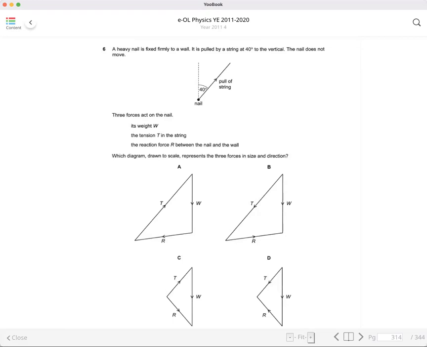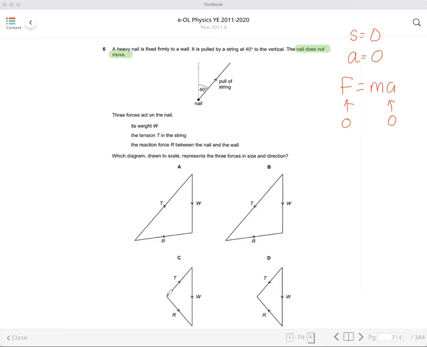When you see the nail, as I said, bring your highlighter to the exam. When you know that the nail does not move, it means that your speed is 0, and your acceleration is also 0. So your net force is 0 as well. The net force acting on the nail should be 0 Newton. Two of you gave me the answer C. So look at C and let's see what's happening here.